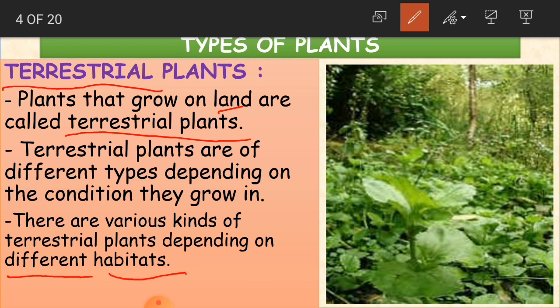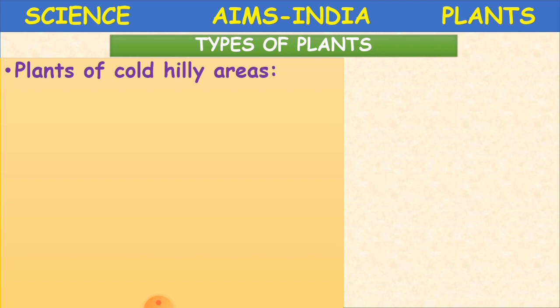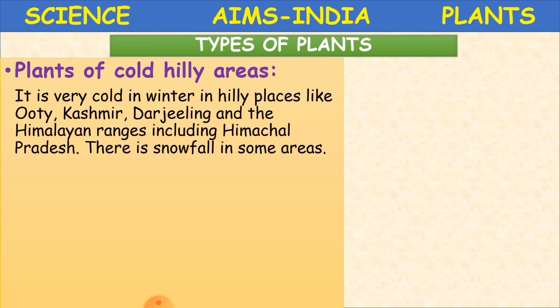So habitats means what, children? Like where plants and animals or human beings are able to live. Same like climate or environment. So as we said, terrestrial plants are different types depending on the conditions, different habitats, and different environmental changes. Okay, children? Clear? Now, what are the types of plants? One is terrestrial plants, and as we said we are having different plants.